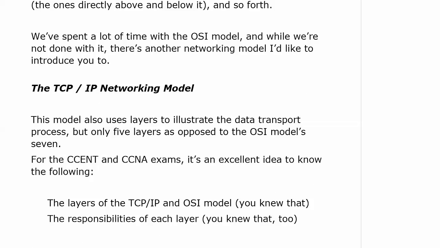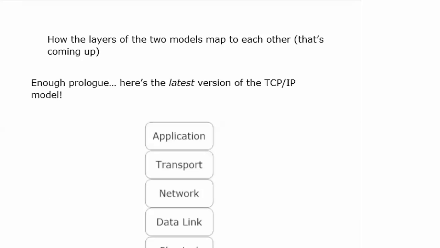Now, the model we're going to talk about in this video uses layers to illustrate the data transport process, or the data chopping process, if you will, but only 5 layers in this model as opposed to the OSI model's 7. And for both your CCENT and CCNA exams, it's an excellent idea to know what the layers of each model are. Hey, perfect, makes sense, right? The responsibilities of each layer, you knew that was going to be on there, and how the layers of the two models map to each other, and that is coming up.